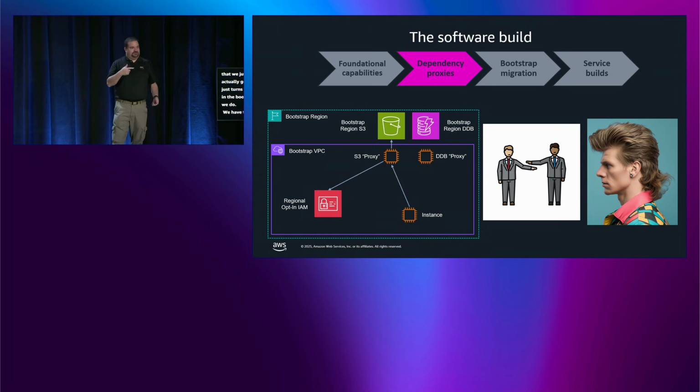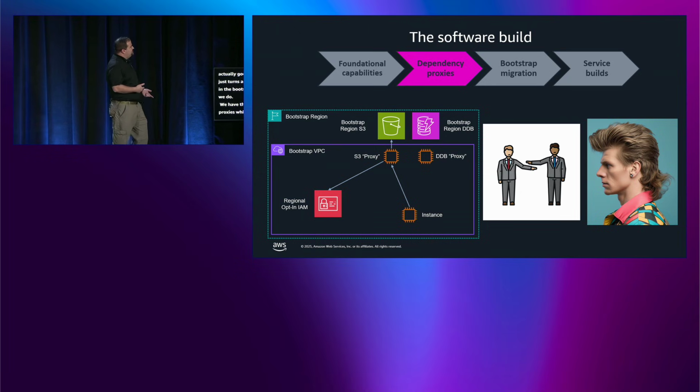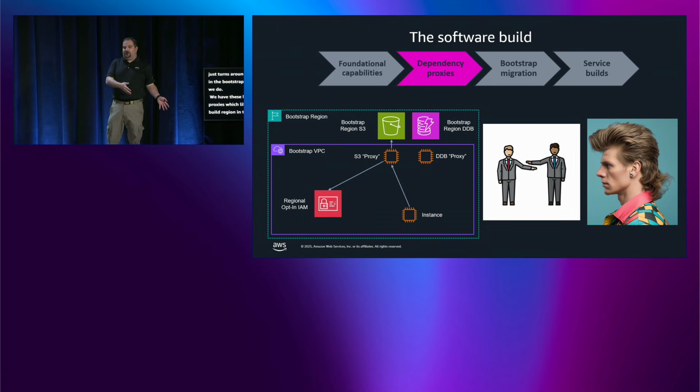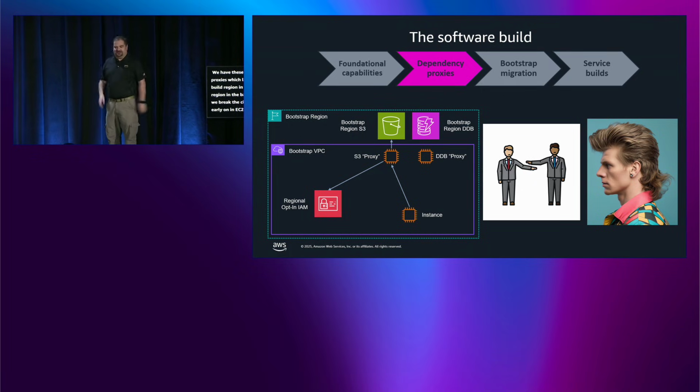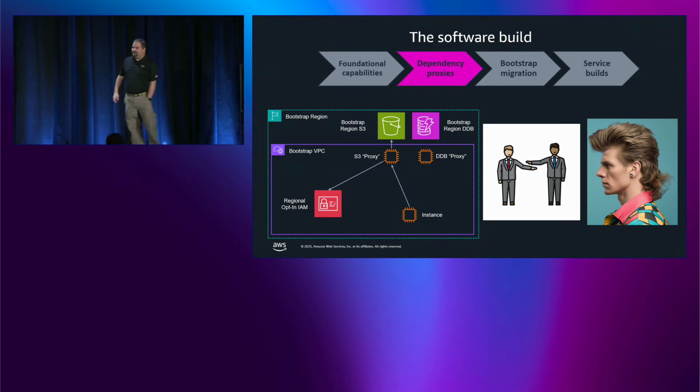And that's how we break the circular dependencies early on in EC2 to be able to allow us to use S3 in order to build EC2. And then once we build EC2, then S3 and Dynamo can build. And Michelle will talk a little bit about that.